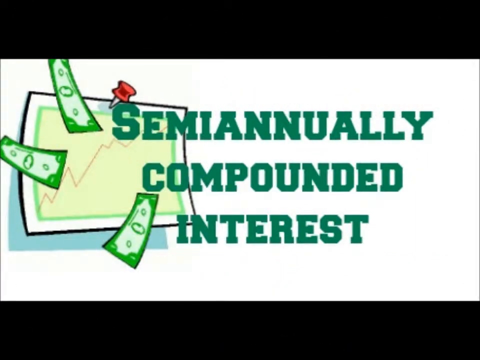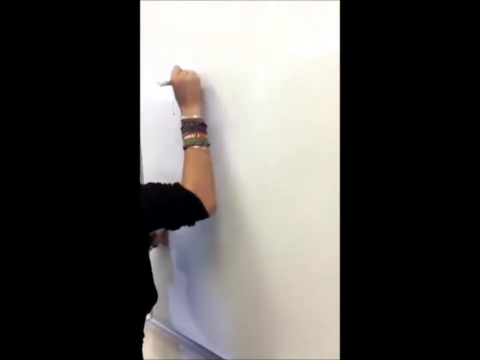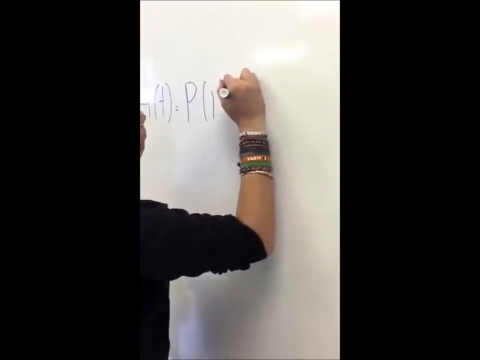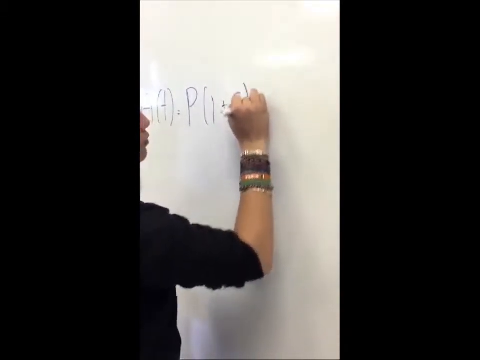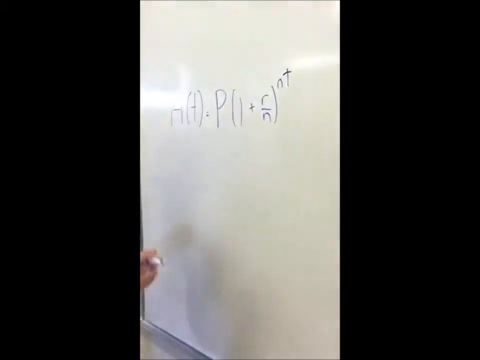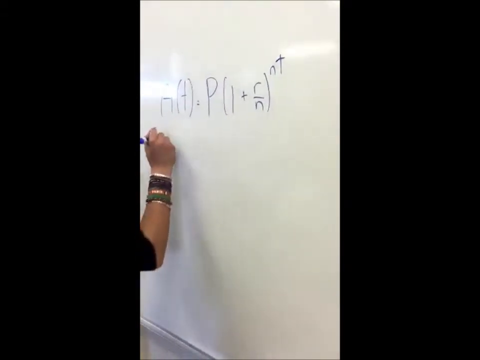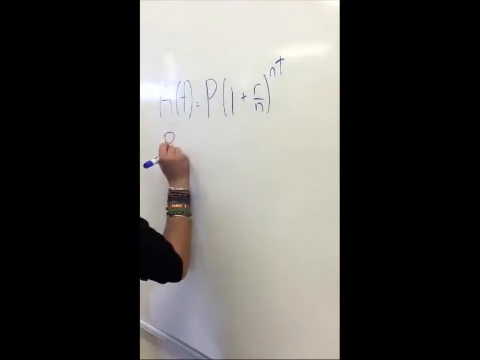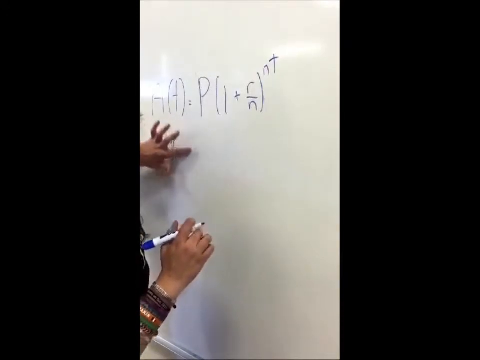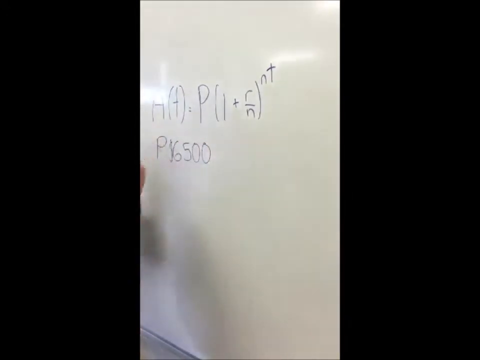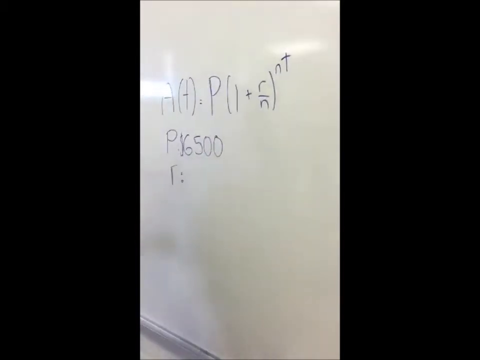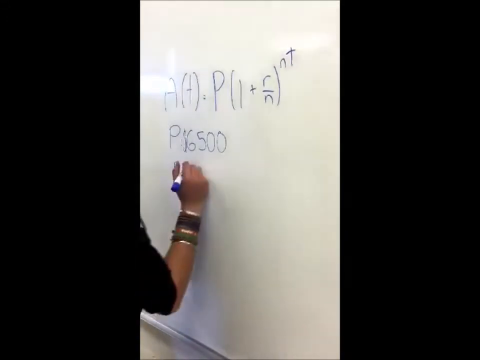Semi-annually compounded interest. So this is the formula we're going to be using. This is for semi-annually compounded interest. And P is the initial investment we make, which should be 6,500. And then this is the interest you would be paying semi-annually, which is 6%.